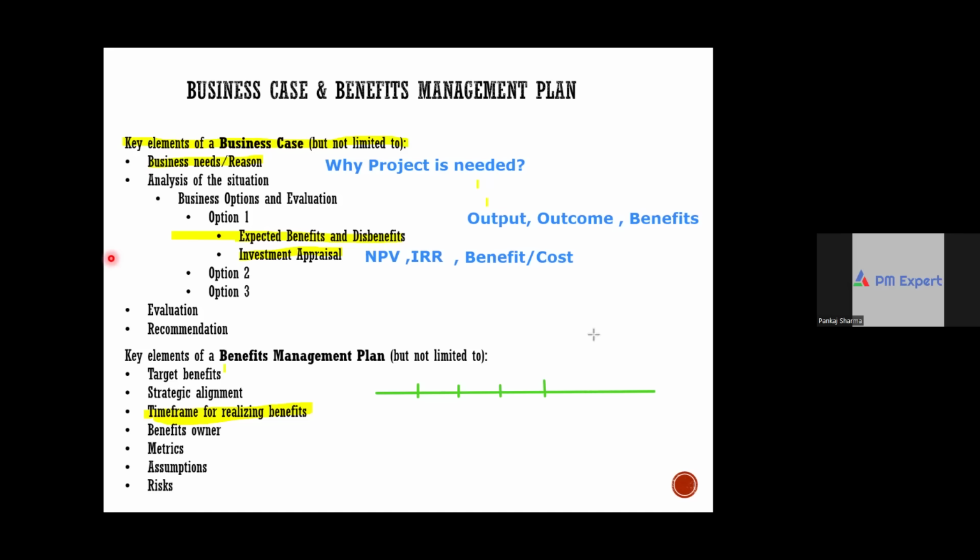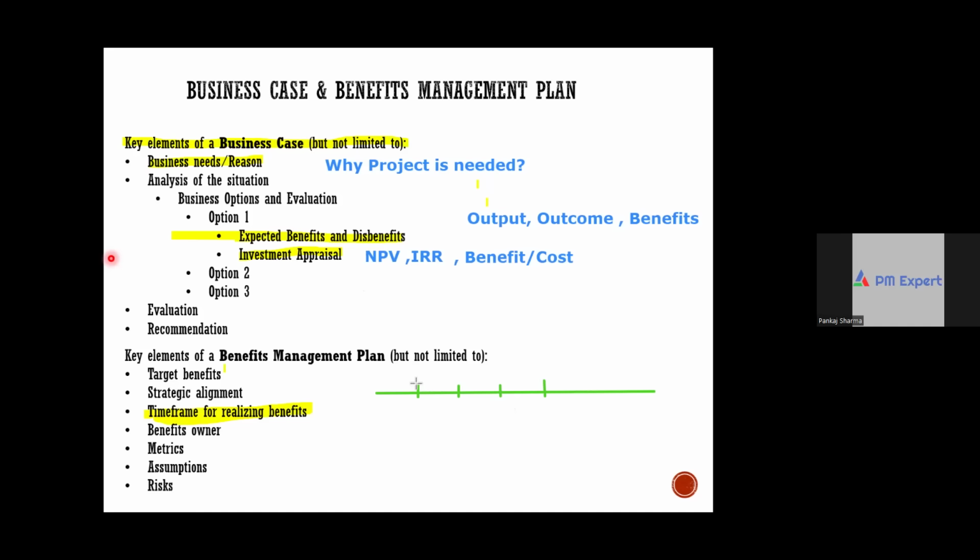Now, can this plan be linked with the business case? Can I call this plan the schedule of achievement of benefits, or time frame for realizing the benefits? Can this plan be linked with the investment appraisal sections? Yes, because my income is not happening at one point of time. I have to consolidate all this income and calculate the present value.